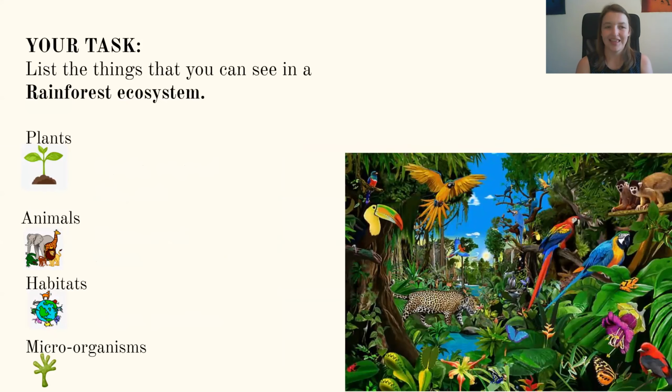So, in your book, and you'll be able to pause in a moment while you do this, and you'll be able to look at the screen. Can you now list? I would put a little subtitle, plants, and then all the plants that you can see, animals, and all the animals, habitats, and microorganisms. Off you go. Have a pause.